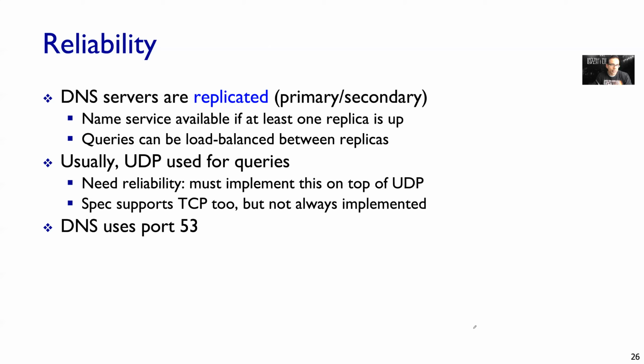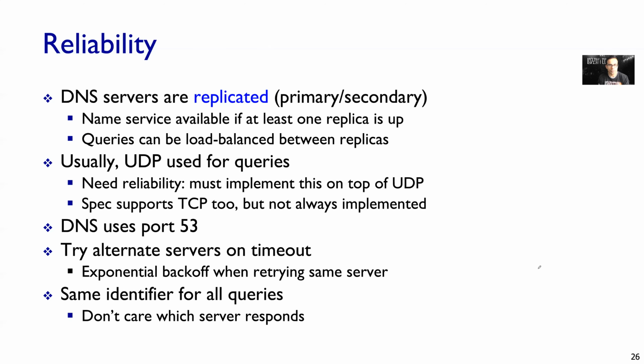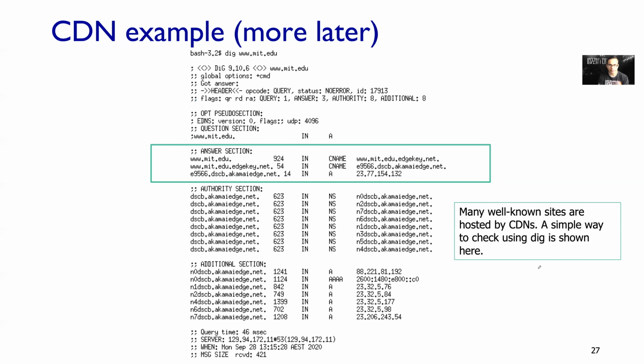You might say, okay, what happens if the query gets lost? Well, the client just retries, right? It sends a query, it never gets a response, it will just retry. So that's fairly straightforward to do because it's just a simple query that you're sending. You could try alternate servers. So there's various heuristics the clients could use because there's redundancy. If you don't get a response, you could try a different server and so on and so forth. And the port number used is 53, right?